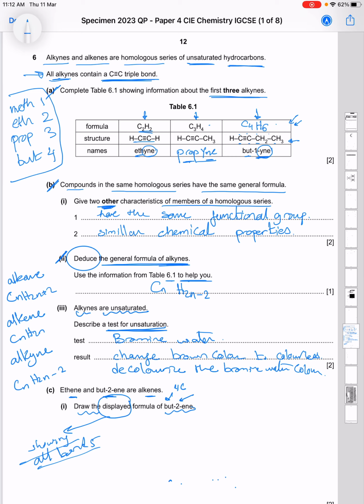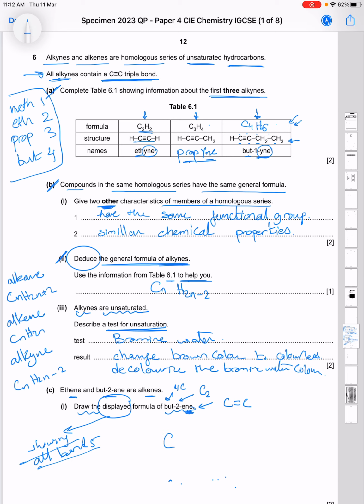2 means the functional group is on carbon number 2. Ene means the functional group is the double bond. So basically, it's the alkene that has a double bond on carbon number 2 and it has 4 carbon atoms. I need to really analyze this before I start drawing the butene.